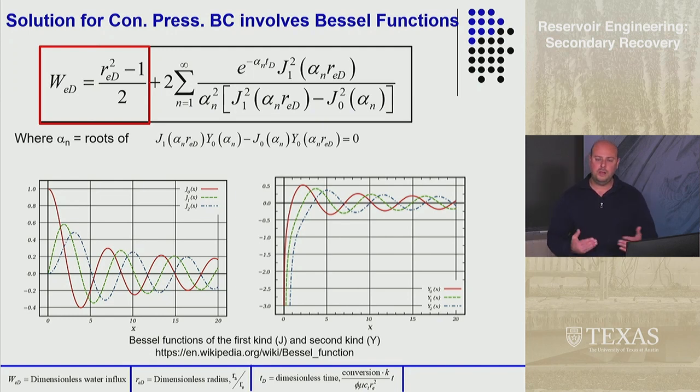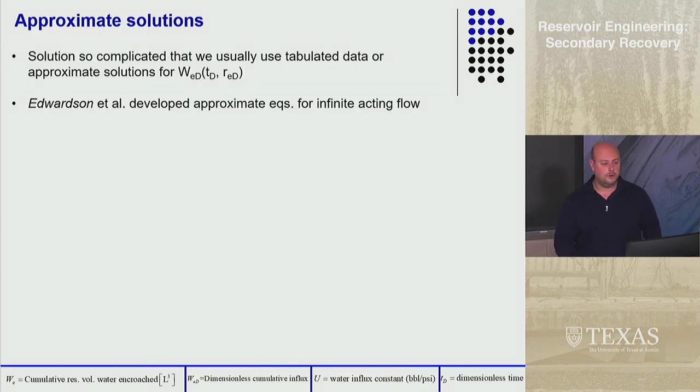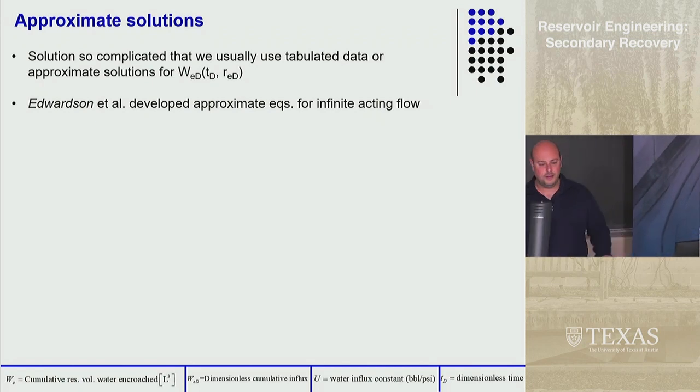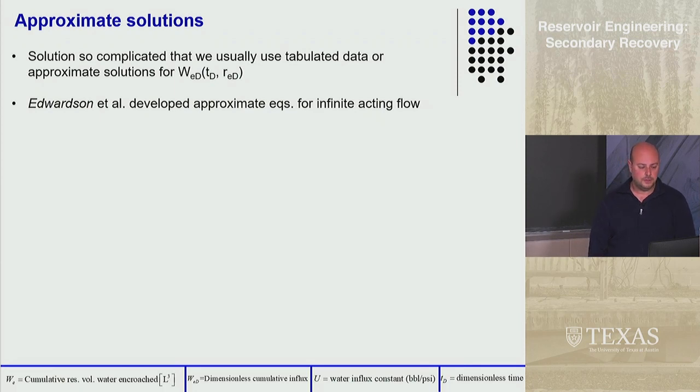So what people have done is they've come up with approximate or easier ways to evaluate WED as a function of dimensionless radius, RED, and dimensionless time, TD. One of those ways was given by Edwardson. So Edwardson et al. said, well, you know what, I can solve that, but I don't really want to. What if we had an easier equation that I could just type into a calculator, or something?